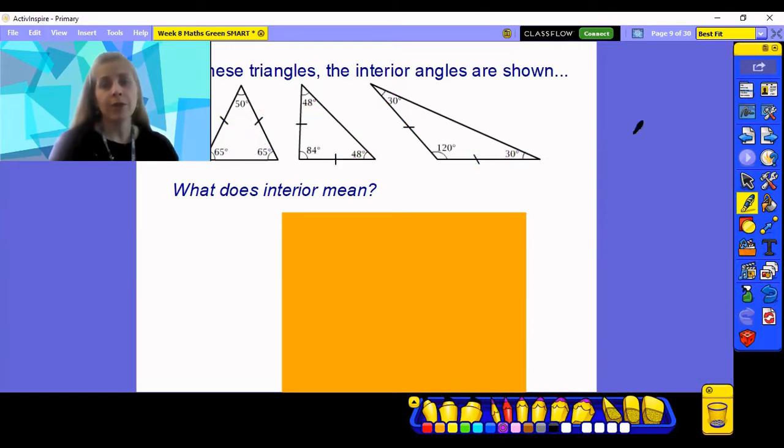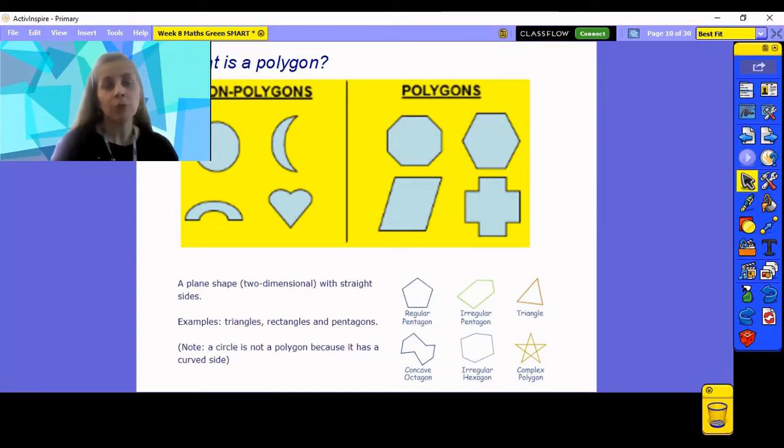So hopefully with that little bit of information and extra knowledge, you have identified where the interior angles are within these three isosceles triangles. And these are these numbers here that indicate the degrees measurement of the angles, which are inside these closed shapes, these closed polygons. So a polygon, the word poly means many, so it's a many-sided shape, and these are straight sides. When we're talking about polygons, we're talking about two-dimensional plane shapes that have straight sides.